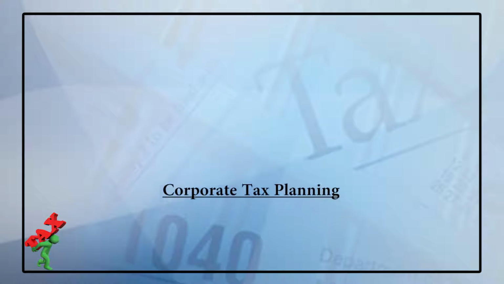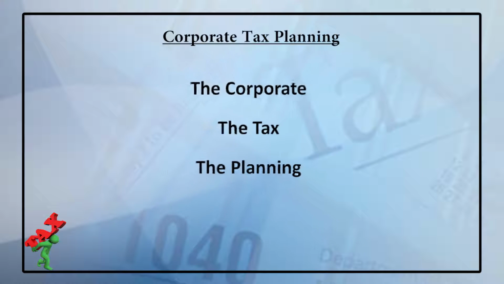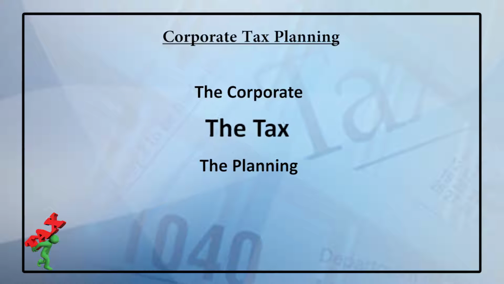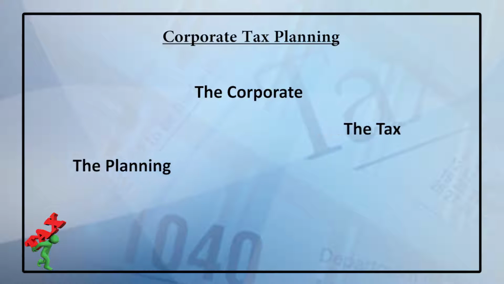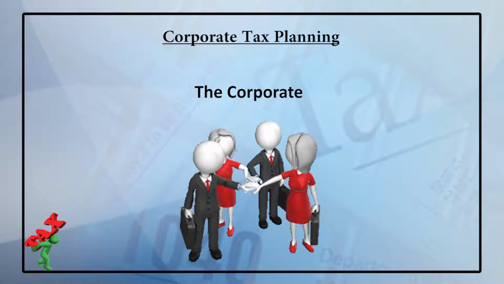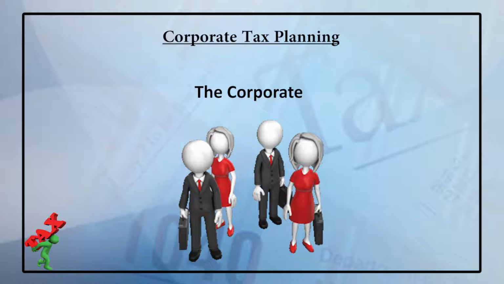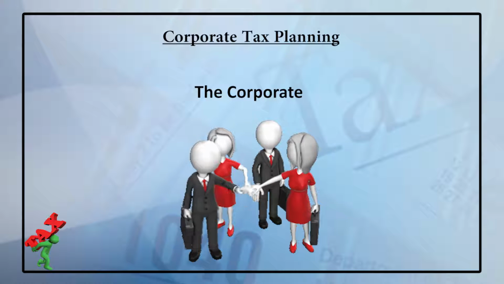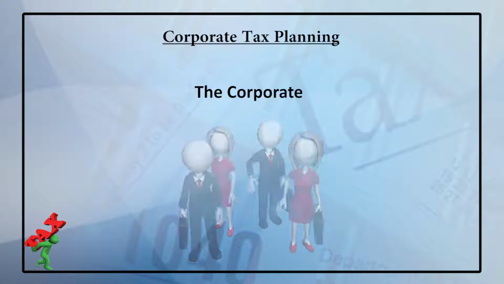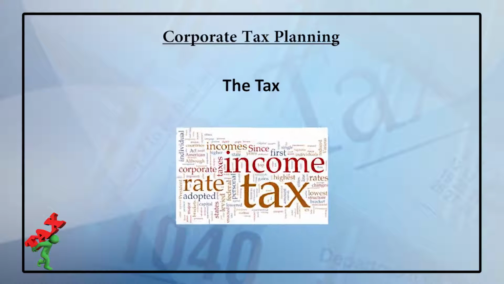Now, we are discussing corporate tax planning. There are 3 terms: the corporate, the tax and the planning. Corporate, that is the company, is the assessee or the person who is liable to pay tax under the Income Tax Act against its income. So, a corporate is an assessee, it is a person. Then come to the tax. Tax means here the income tax.